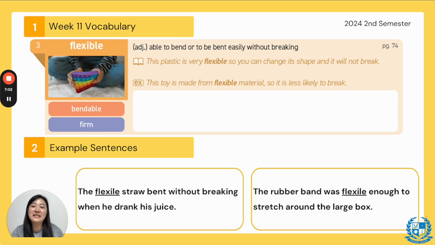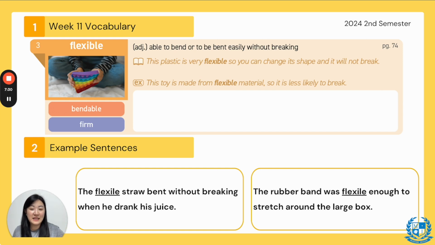Flexible. The synonym is bendable, but the antonym is firm, meaning you cannot bend it. It's an adjective because we're describing, and the definition says able to bend or to be bent easily without breaking. So like this book, right? It's very flexible. I can fold it like this, or do whatever with it. It's quite flexible. It's bendable.